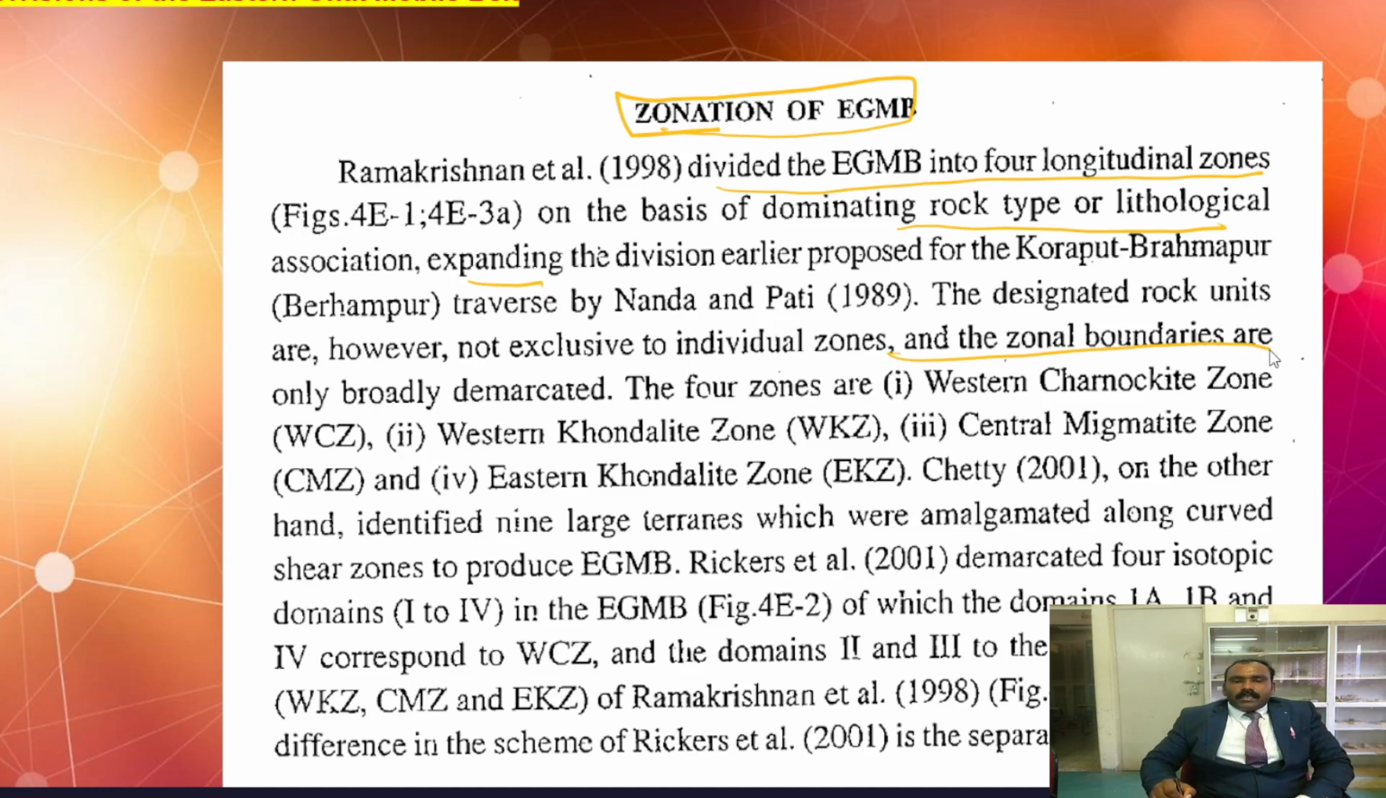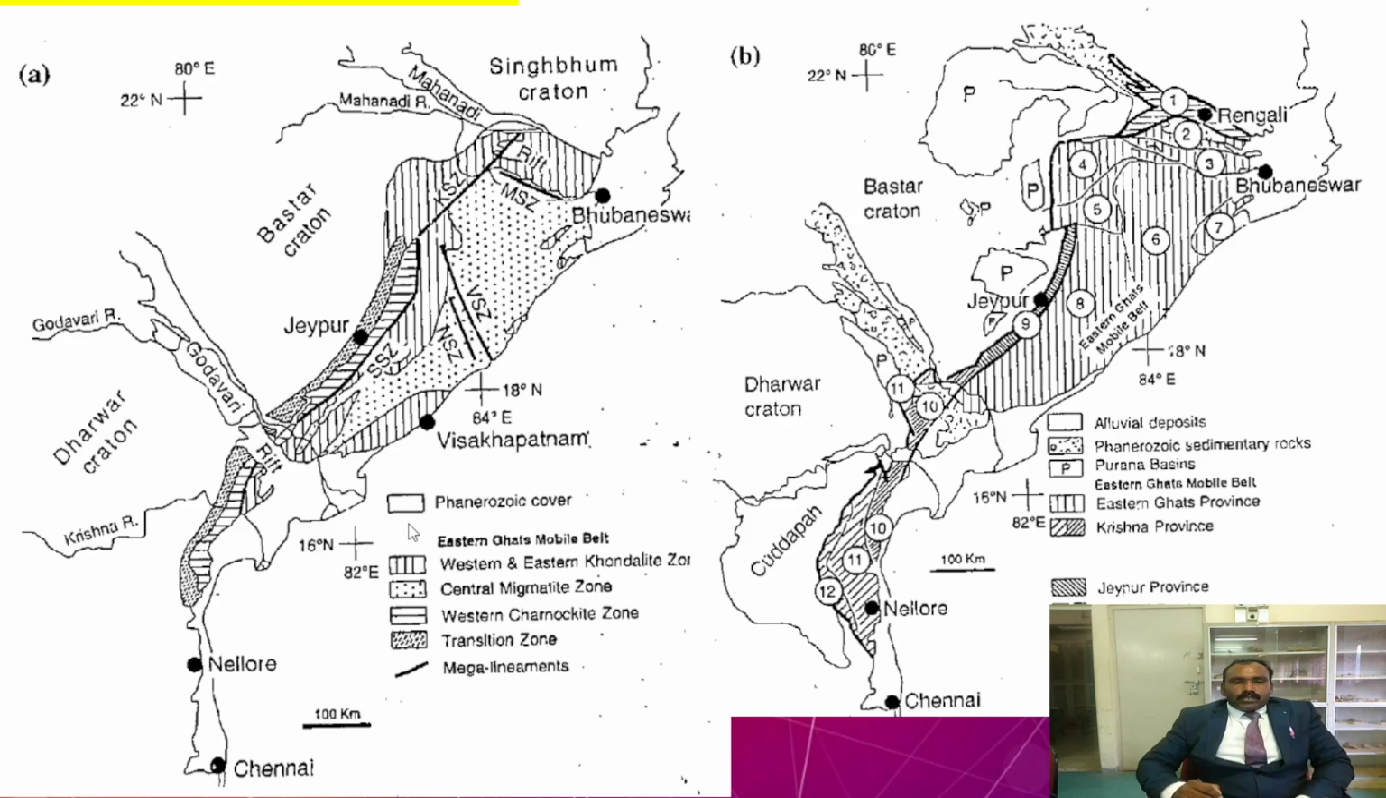Among those lithological associations, we may find the western charnockite zone, which is denoted by the WCZ, and the second one is the western khondalite zone, that is WKZ, and the central migmatite zone, which is the CMZ, and the eastern khondalite zones. So these are all the divisions and the zones of the Eastern Ghat mobile belt.